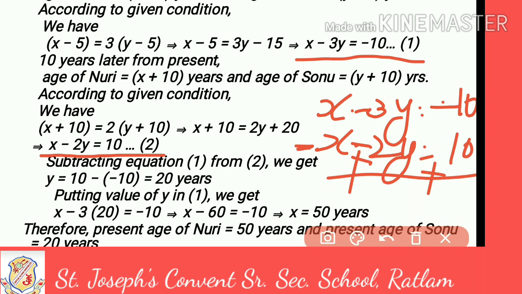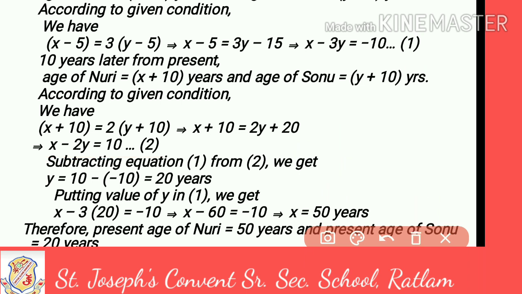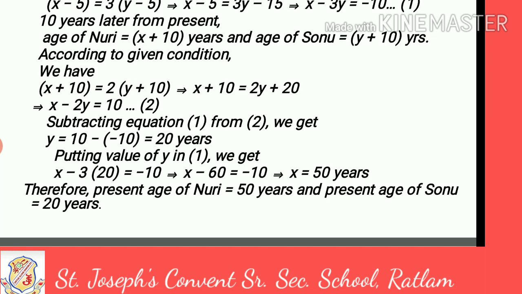So putting the value of y is equal to 20 in any one of the equations, what are you going to get? x minus 3 into 20 is equal to minus 10. So x minus 60 will be equal to minus 10, and hence the value of x will be equal to 50 years. So therefore present age of Noori is equal to 50 years and present age of Sonu is equal to 20 years. So that was our final answer.